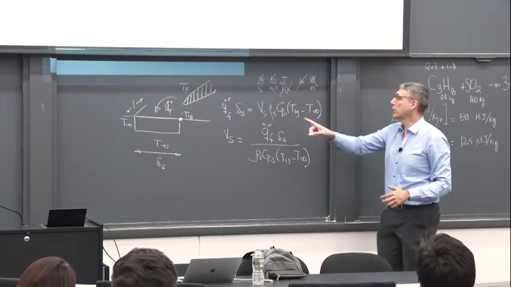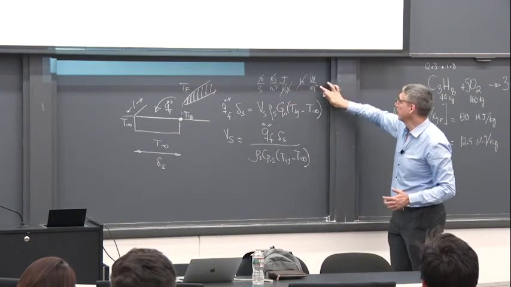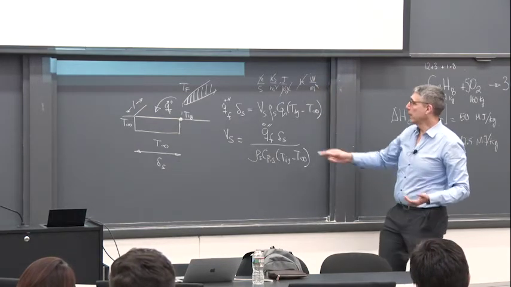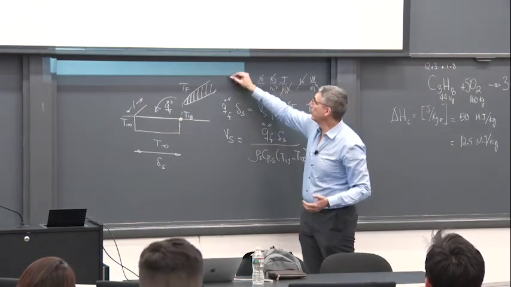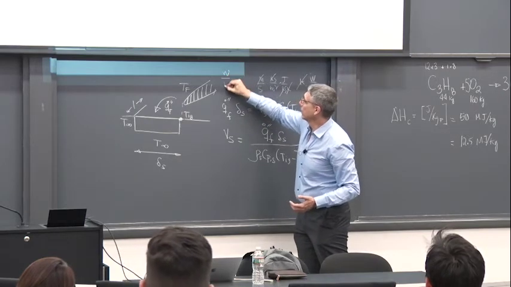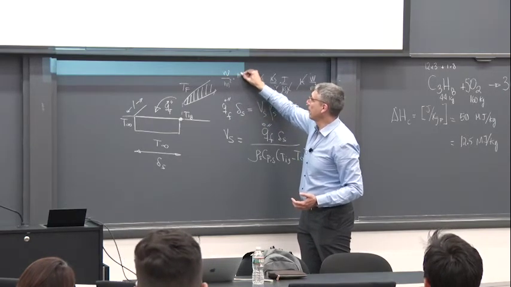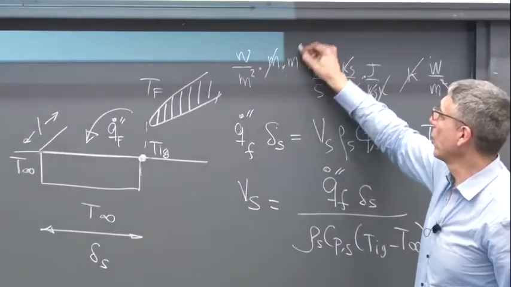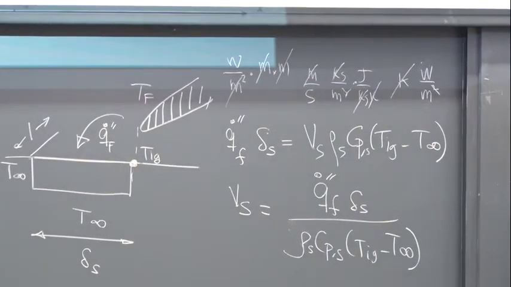Okay? So I multiply by one, which is the depth, and this one goes away, and I get watts per meter. So on the other side, I had watts per meter squared multiplied by meters times meters, which is the one depth. So this goes away, okay? And I have a unit problem.